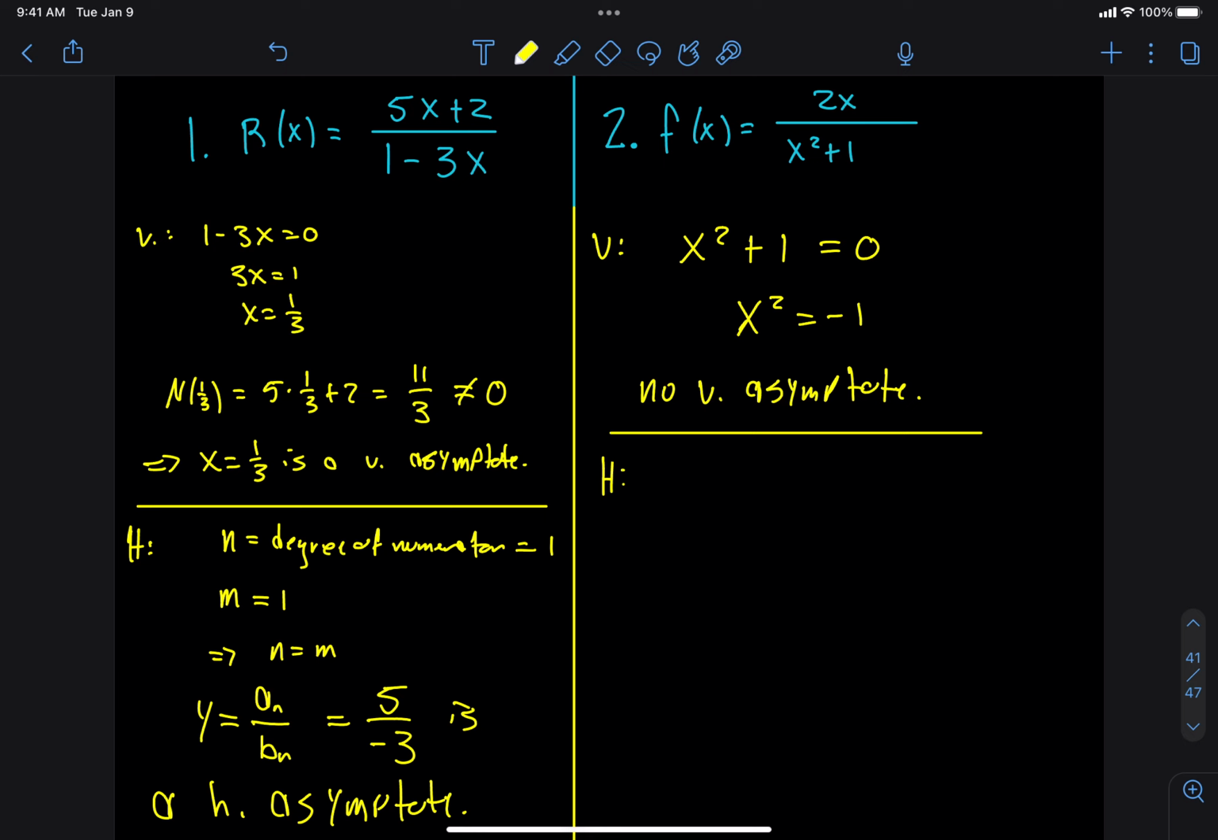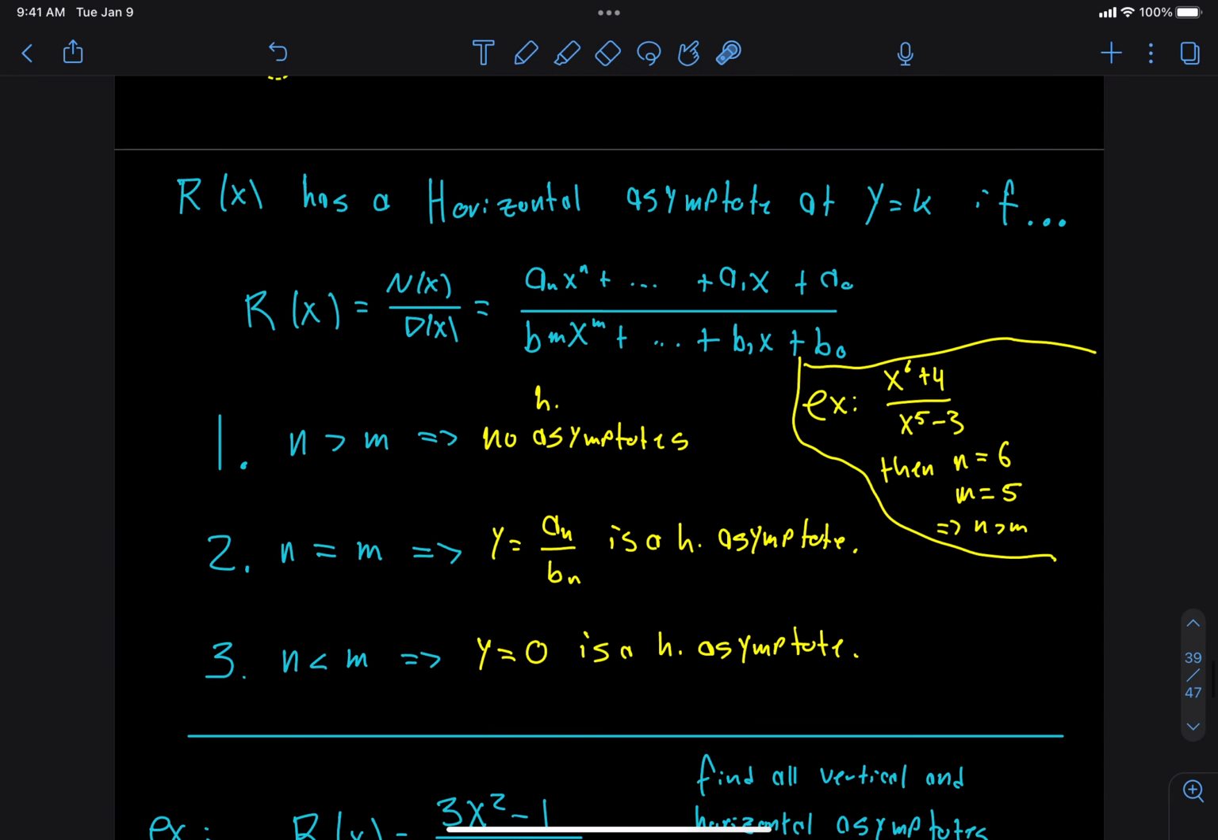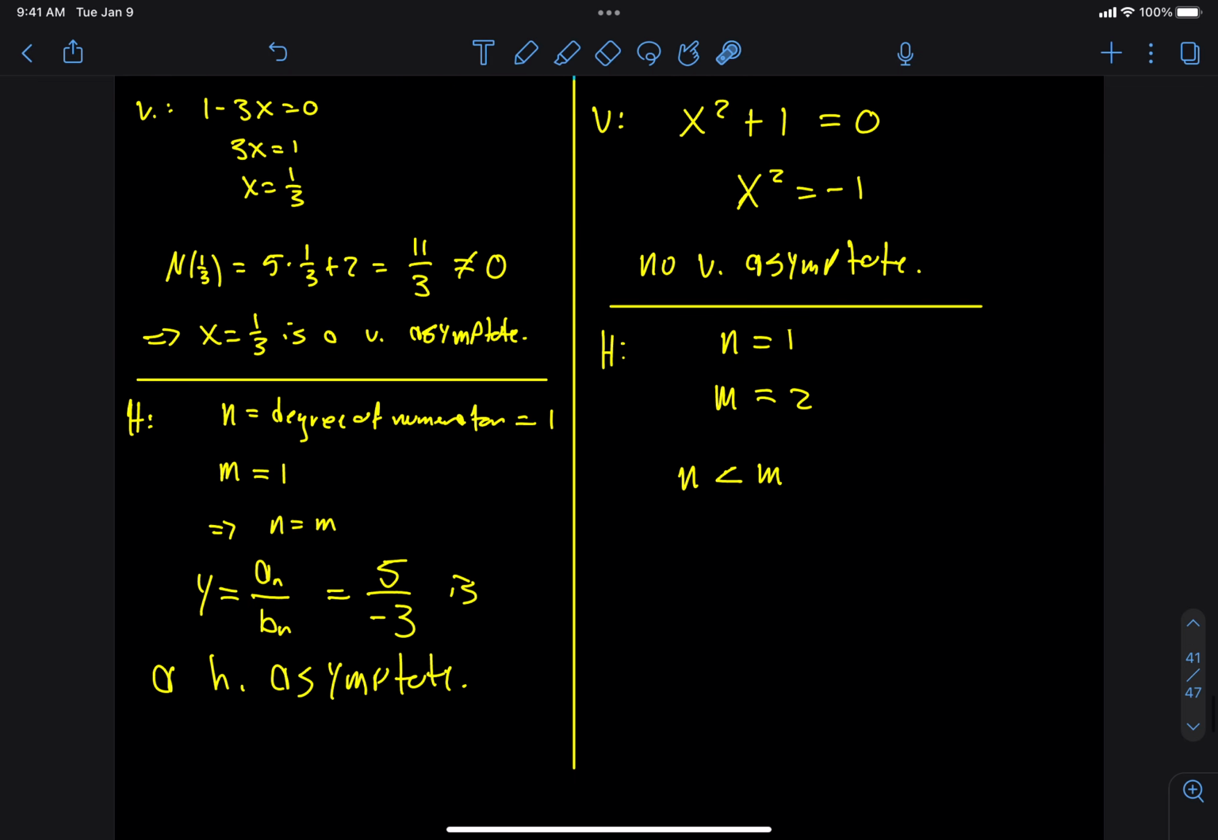Now let's look at the horizontal asymptotes. Well, the degree of the numerator, n, is what? 1. And how about m, the degree of the denominator? 2. So, n is less than m, right? Let's go back to our table. What did it say? It said, when n is less than m, y equals 0 is a horizontal asymptote. So therefore, y equals 0 is a horizontal asymptote.